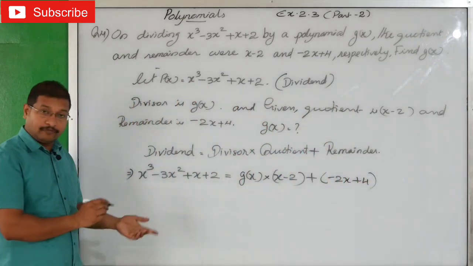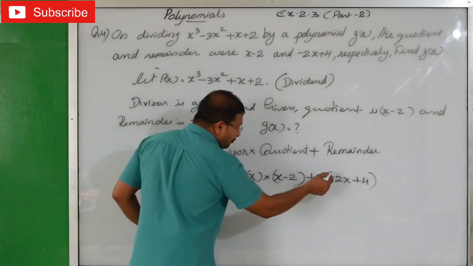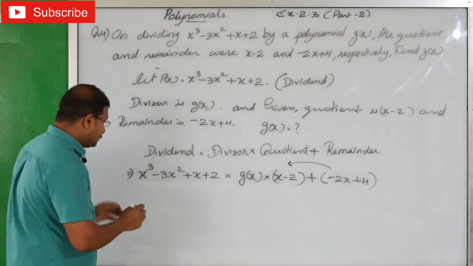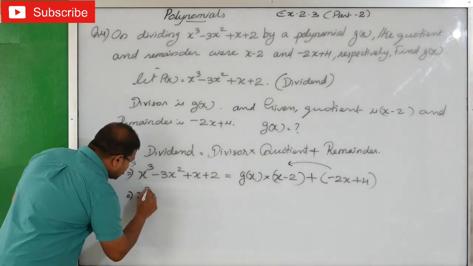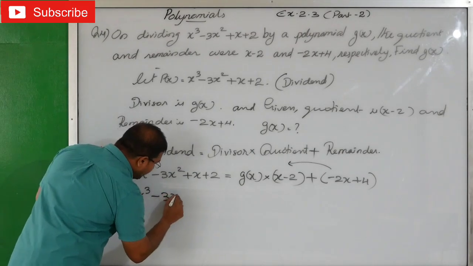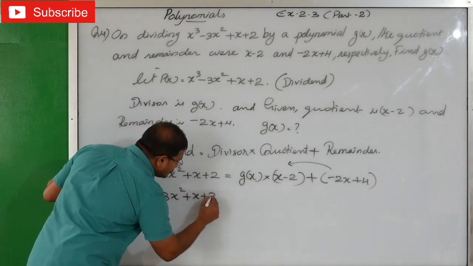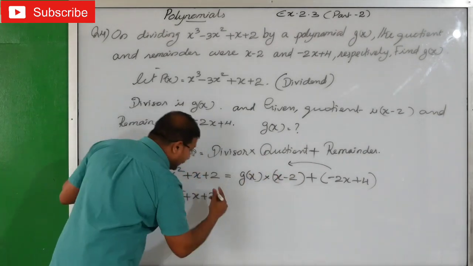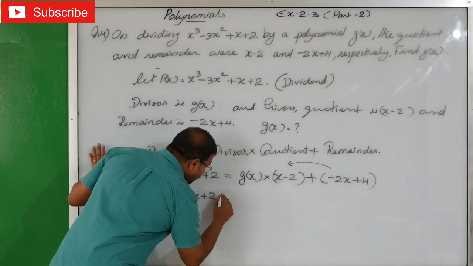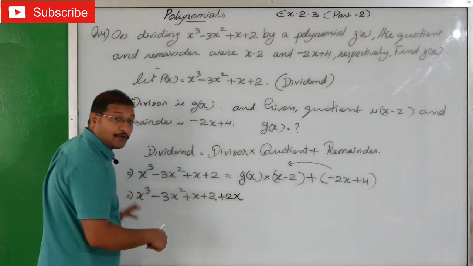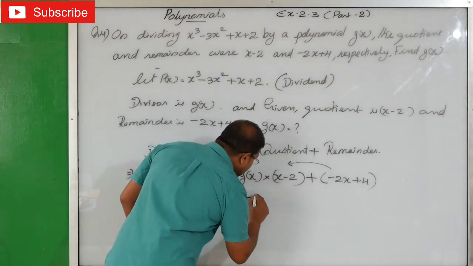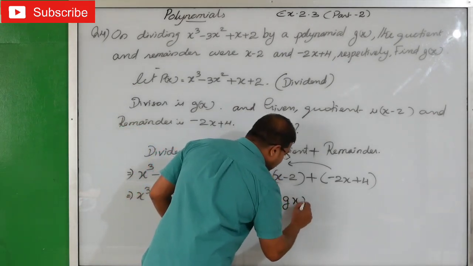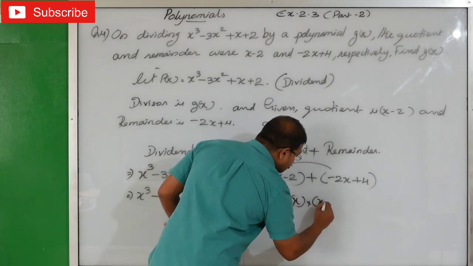What is the remainder? That is minus 2x plus 4. Ready? Now, what you will do? This plus term, that is minus 2x plus 4, will carry to the next side. So this implies x cube minus 3x square plus x plus 2. If minus 2x plus 4 comes to the next side, the minus 2x will convert into plus 2x and the plus 4 will convert into minus 4. Equals balance. What is that? G of x into x minus 2.